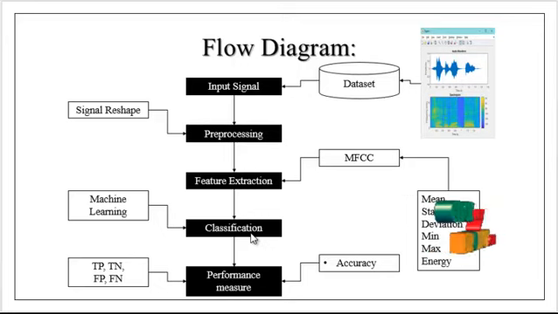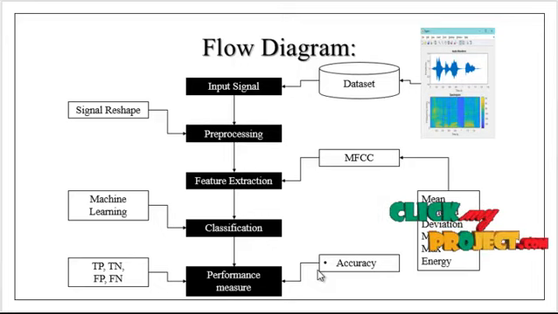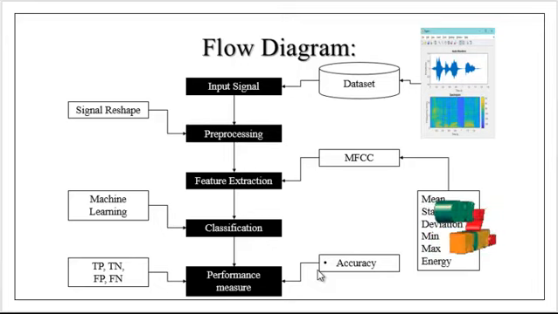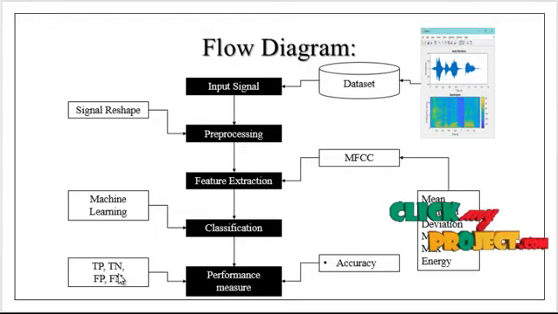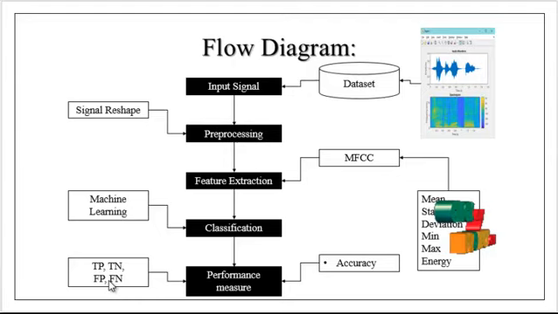After doing the classification, the result will be in the form of emotions. After the classification, the performance will be evaluated by means of the accuracy, sensitivity and the error rate. The accuracy will be evaluated based on a formula using true positive, true negative, false positive and false negative.